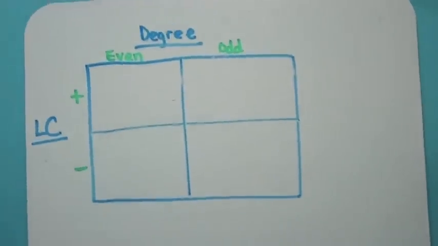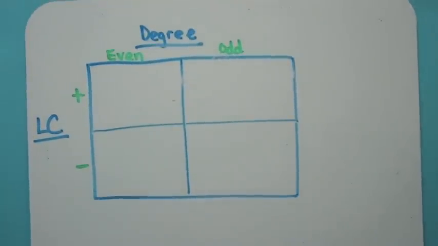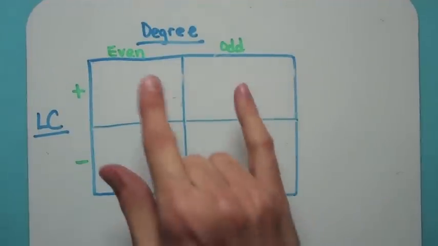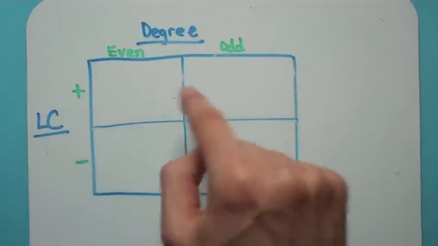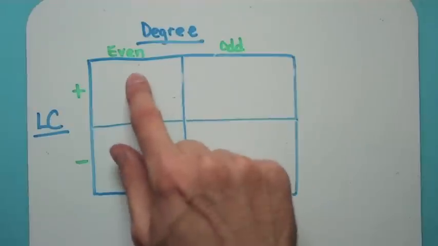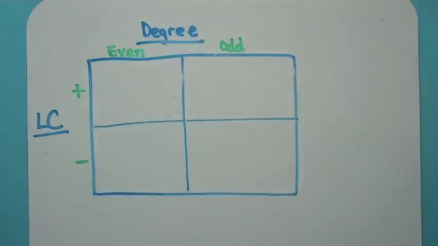Let's try a few examples, or actually, I'm going to make a little table here, and that'll wrap up this video. This table is going to be really helpful. This is something you're going to want to reference and look back on and make sure you know. We're breaking it up by the degree, whether it's even or odd, and by the leading coefficient, whether it's positive or negative. So this first box right here is when it's even with a positive leading coefficient.